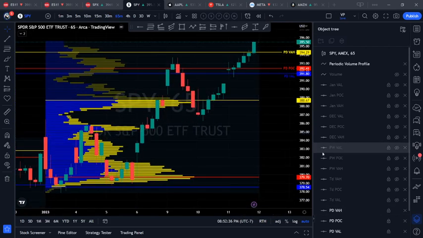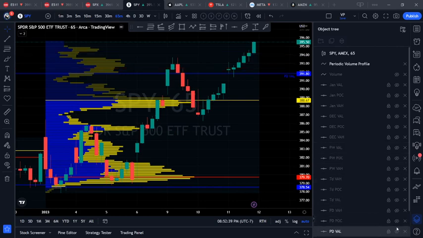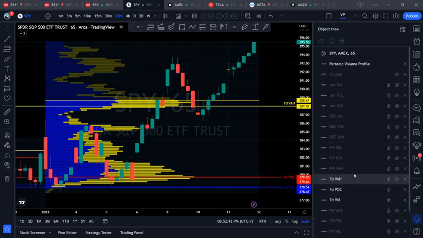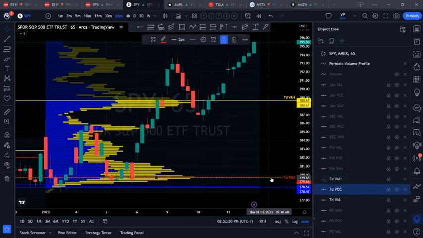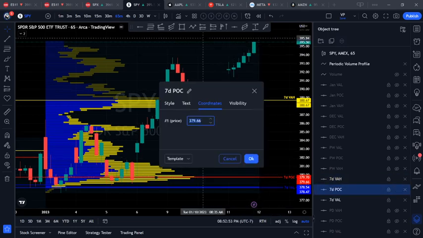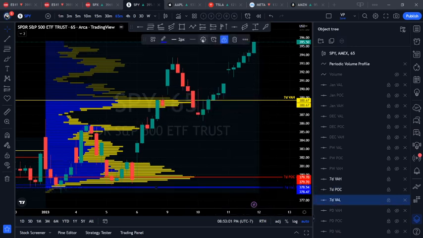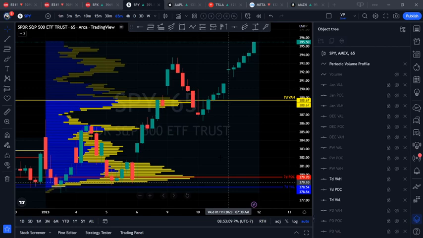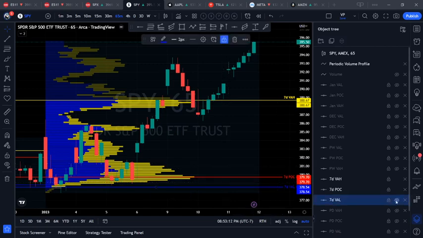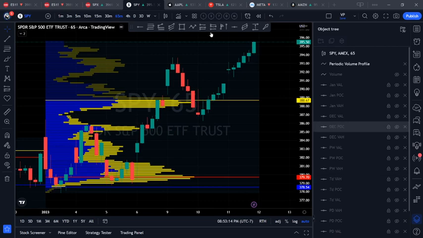Let's grab the weekly levels now. All right. 388.67 for the 7-day value area high to end the week. 379.60. Oh, it's 379.70 for the POC. And 379.54 for the value area low. So not much movement on the weekly levels. Hide those and bring out the monthly.